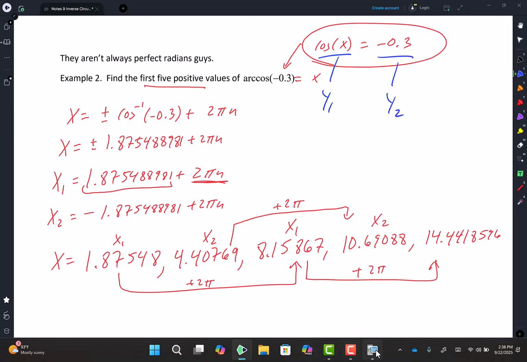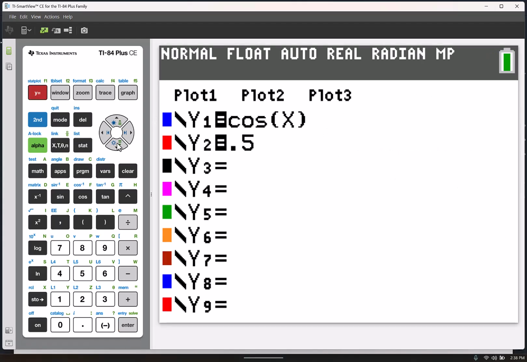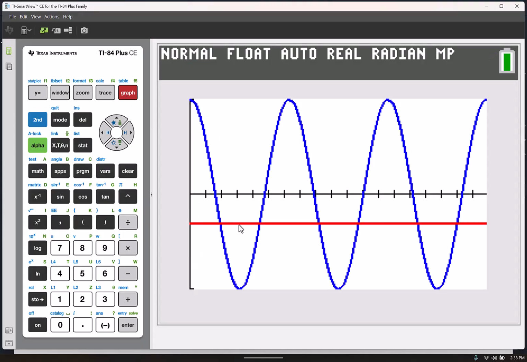Check it out. I already have it here, y1 and y2. Well, I already have y1. I'm going to change the y2 to negative 0.3. And I don't have to mess with the window because I just messed with it last time. Push enter, and look, there it is. 1, 2, 3, 4, 5. These 5 right here.